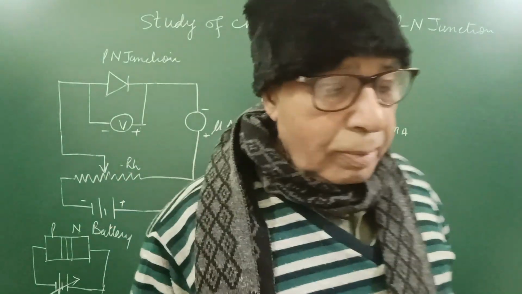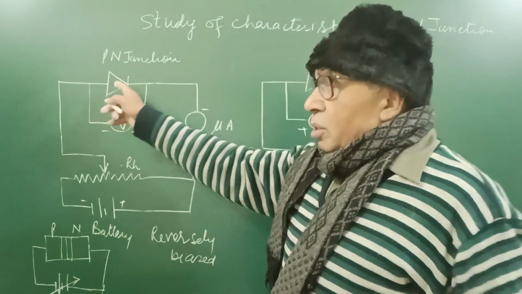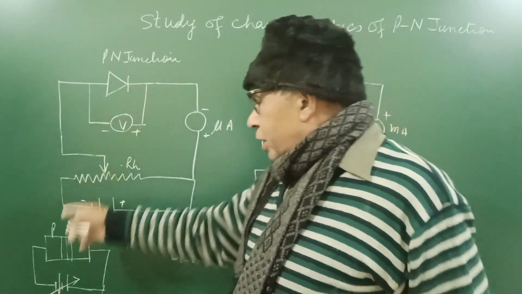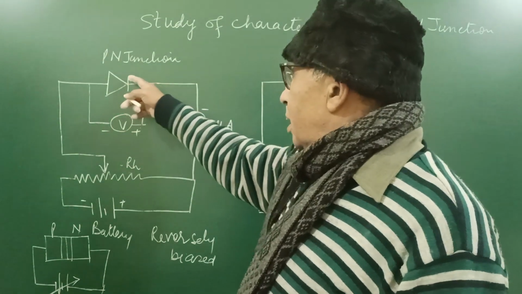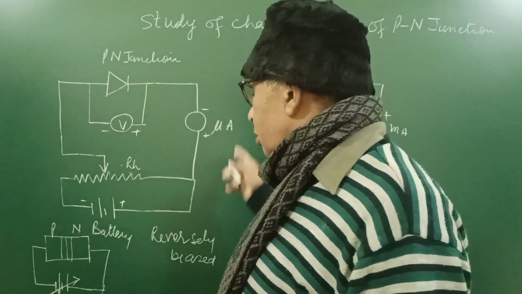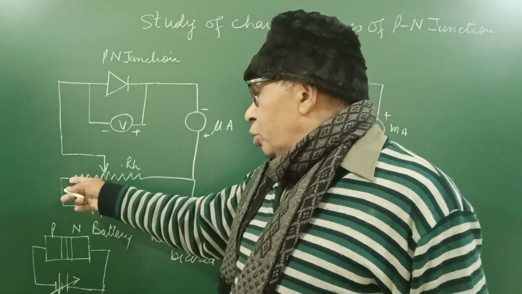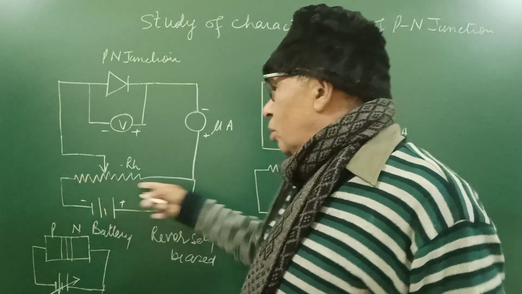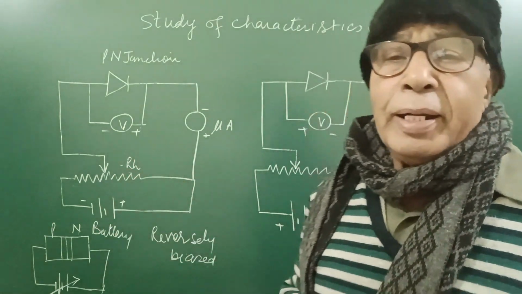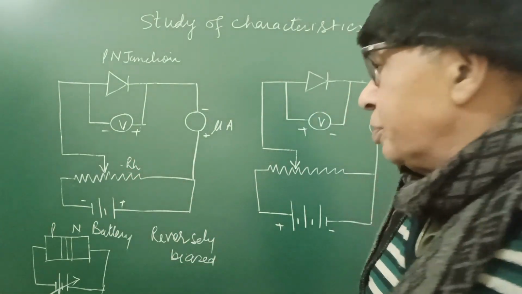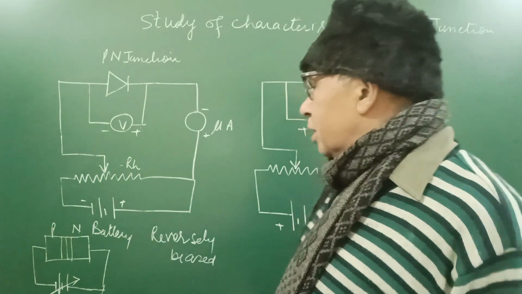When diode is reversely biased, the P region is connected to negative terminal of battery and N region connected to positive terminal. This rheostat here is to change the voltage only. Rheostat has two functions, current divider and voltage divider. So it is used as voltage divider.